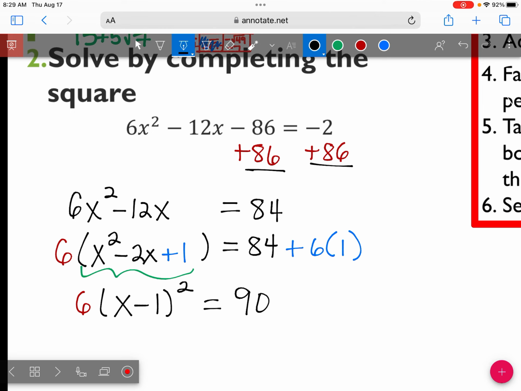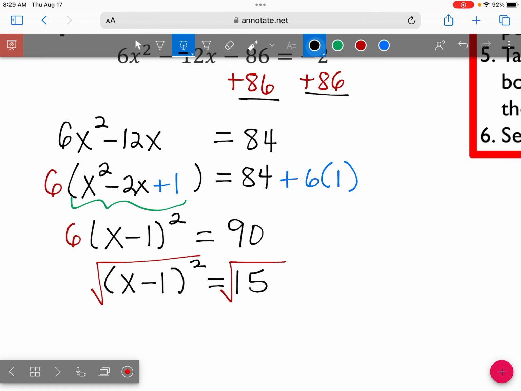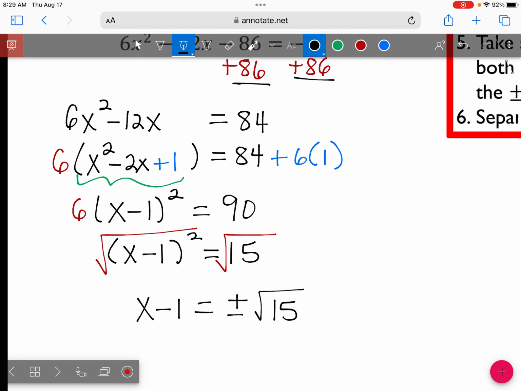What do you think we're going to do next? We have to get rid of that 6 in front. We factored that down. 2 numbers that multiply to be 1 and add to negative 2 would be x minus 1 times x minus 1. Divide both sides by 6, so we have x minus 1 squared equals 15. Take the square root of both sides, and you have x minus 1 equals plus and minus square root of 15. And your last step would be to add 1 to the other side, and this would be your final answer.